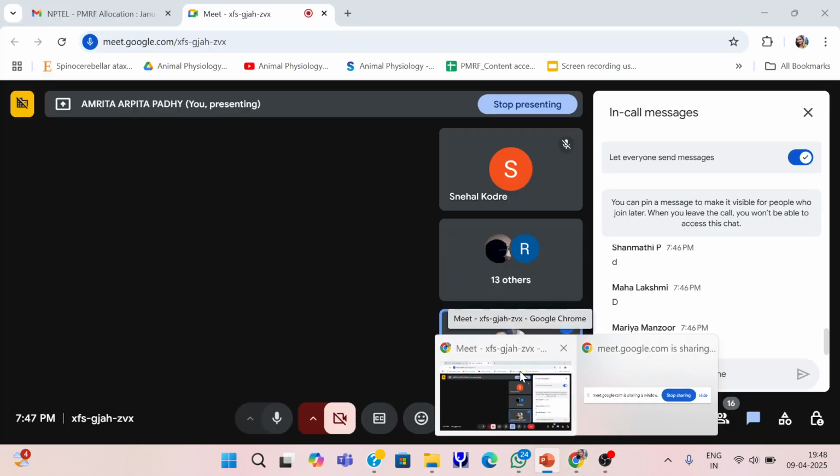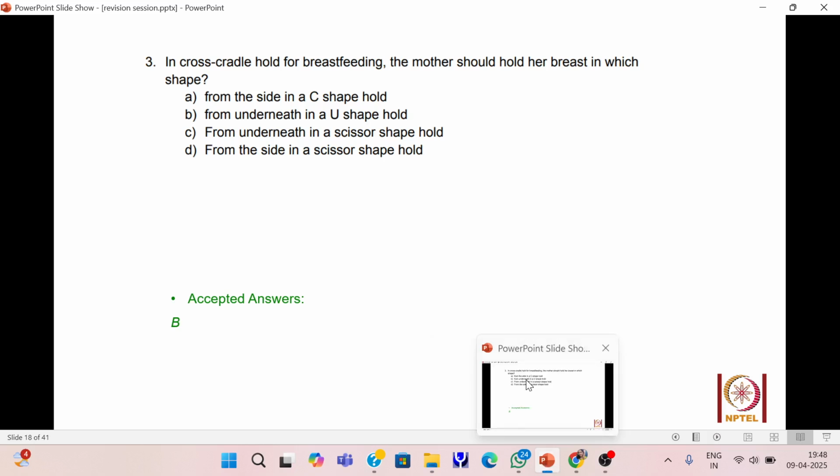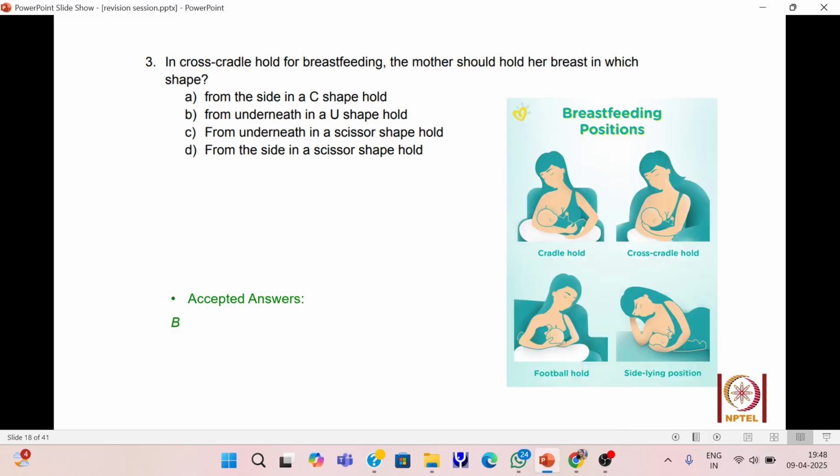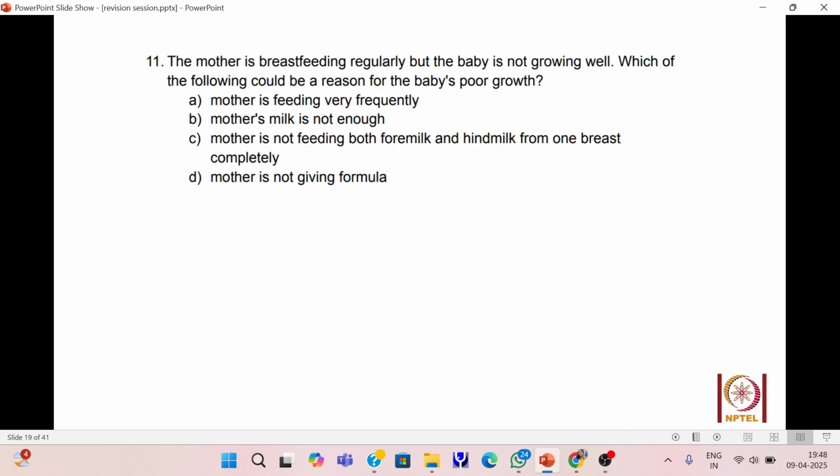Correct answer is B, from underneath in a U-shaped hold. Moving on to the next question. The mother is breastfeeding regularly but the baby is not growing well. Which of the following could be a reason for the baby's poor growth? Mother is feeding very frequently, mother's milk is not enough, mother is not feeding both foremilk and hindmilk from one breast completely, mother is not giving formula.